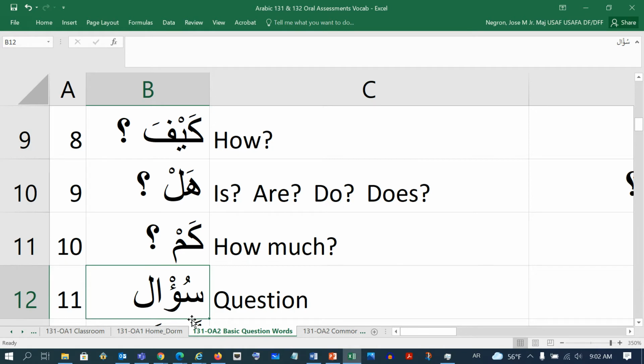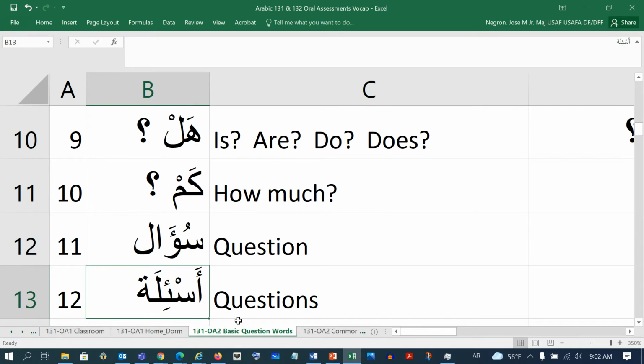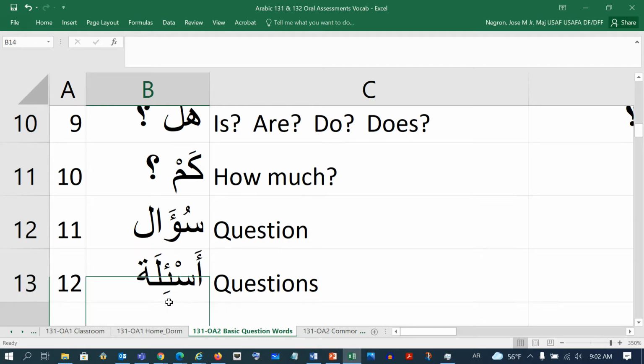Now, these are not exactly question words or interrogative particles, but how do you say the word question? Well, you might say su'al. I believe this might be a fatha here. Su'al is a question. And what about the plural form of that? As'ila. As'ila are questions.